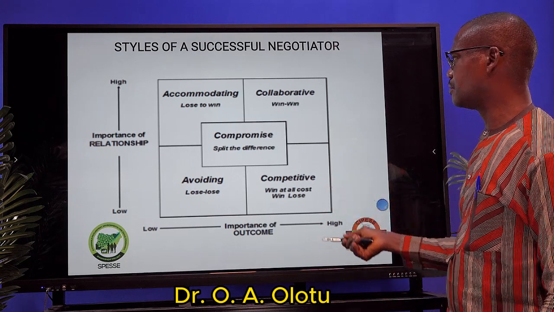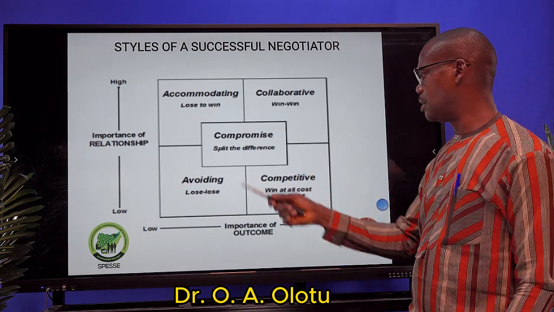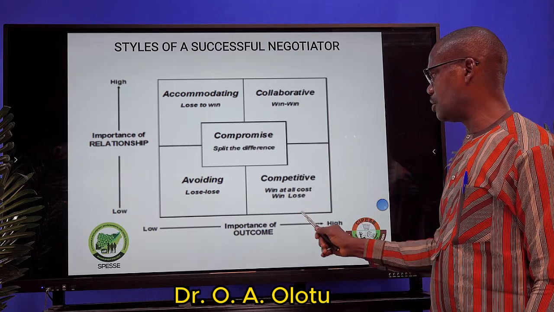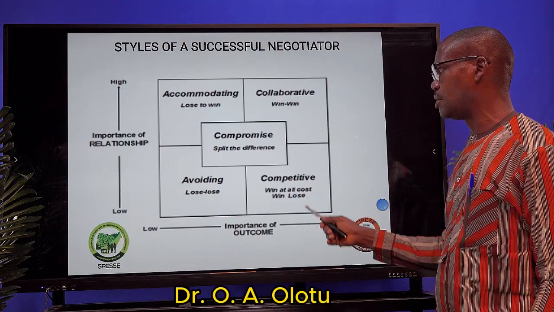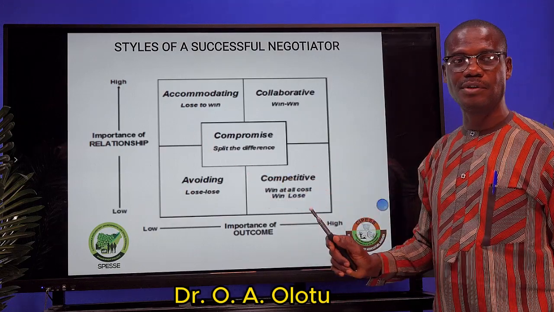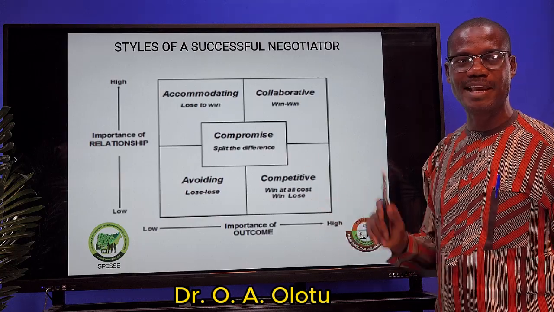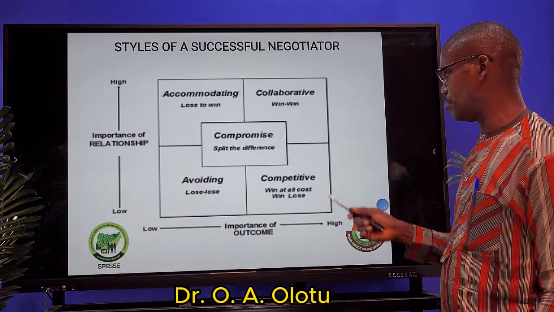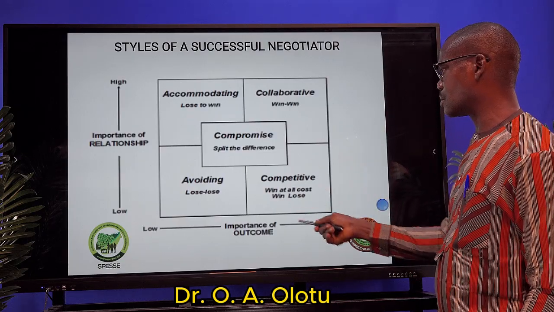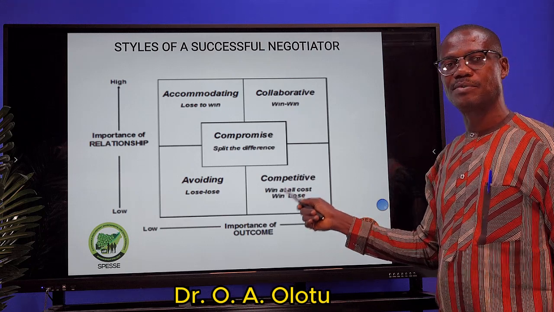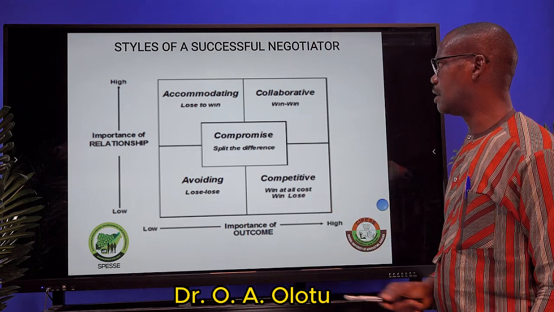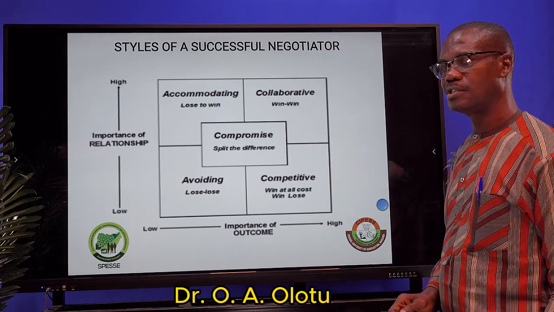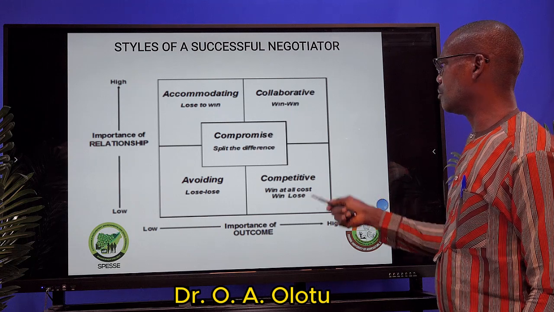And then competitive, whereby you have low relationship and high outcome. For this competitive nature, where I must win at all costs, you know that after you have won, the relationship is zero. That might be the end of the relationship, the end of doing business with that organization, because you must win at all costs. And I advise that we try as far as possible to avoid this sort of style of successful negotiator. So let's go for the collaborative, where everybody is a winner and everybody can go and smile.